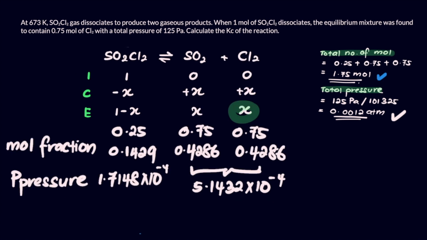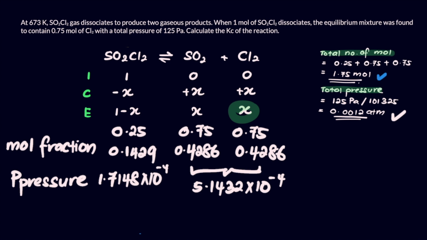So after the calculation, you should get this value. The partial pressure for SO2Cl2 will be 1.7148 times 10 to the power of negative 4. And also for the SO2 and Cl2 is equivalent to 5.1432 times 10 to the power of negative 4. That is the partial pressure.